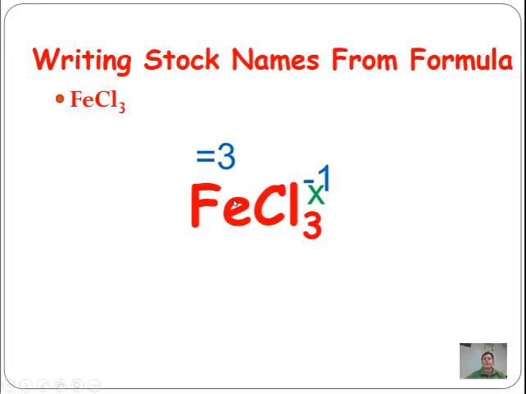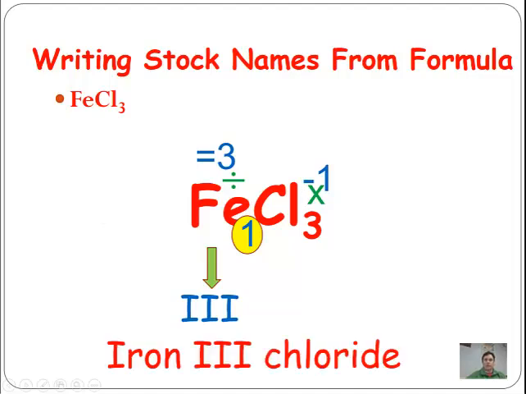That means from iron, to balance out the chlorine, I've got to get a +3 charge. So what's my subscript on iron here? Well, nothing is written, so we know it's a 1. So 3 divided by 1 equals 3. That means this is iron 3 chloride, because it has to be a +3 in the iron to balance out the 3 negative charges on chlorine. So we write its name as iron 3 chloride.